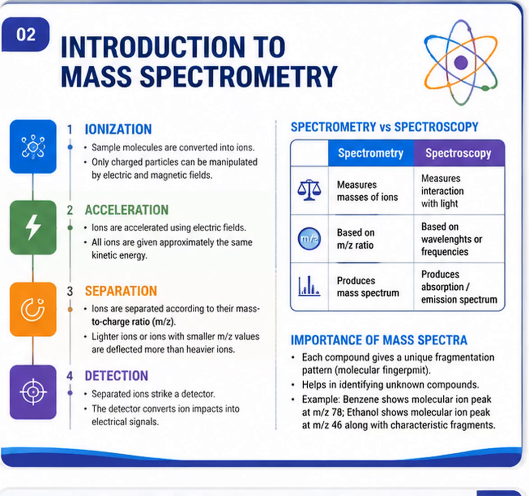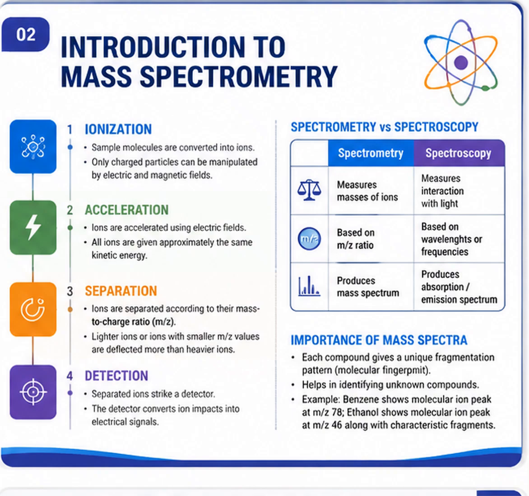The second step is acceleration. The generated ions are accelerated using electric fields, giving them approximately the same kinetic energy before they enter the mass analyzer. Next comes separation. In this stage, ions are separated according to their mass-to-charge ratio. Ions with smaller m/z values are deflected more than heavier ions, allowing different ions to be distinguished from one another.